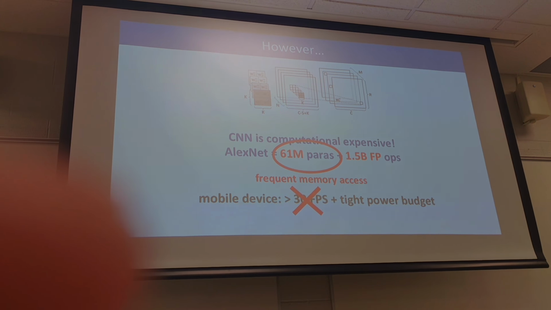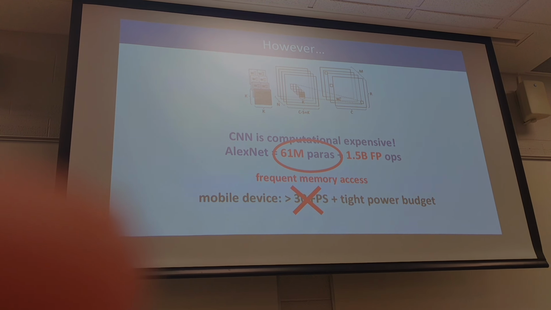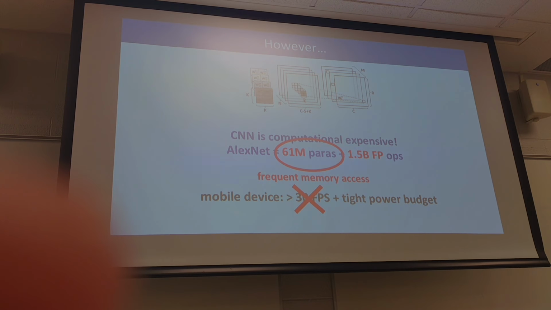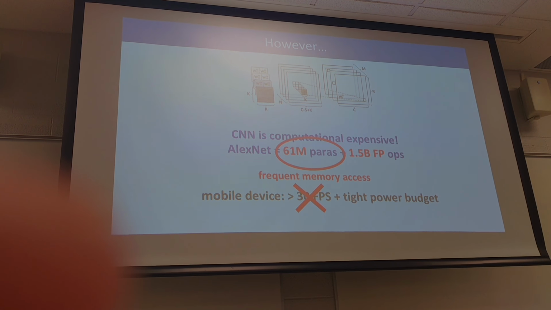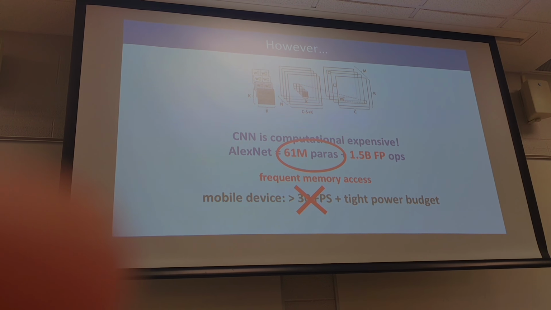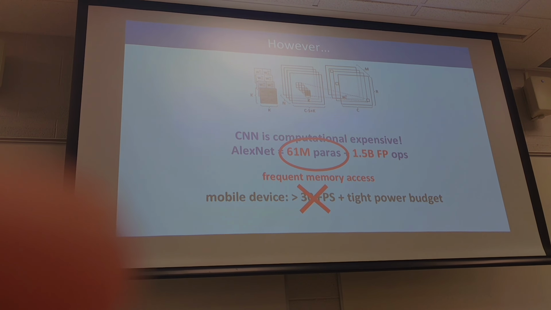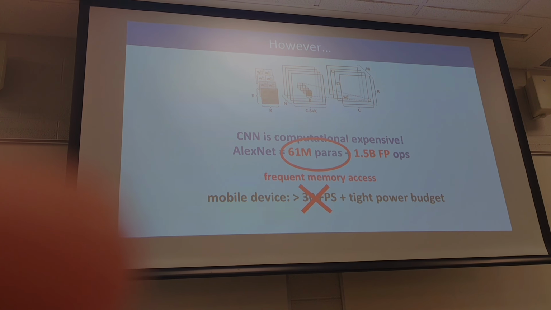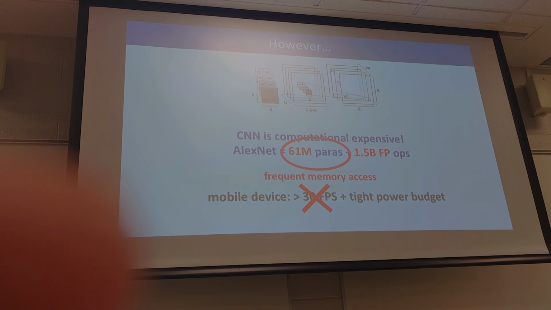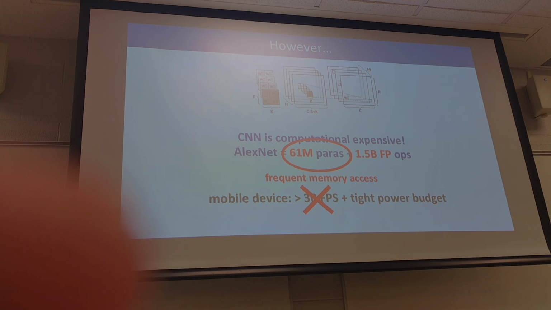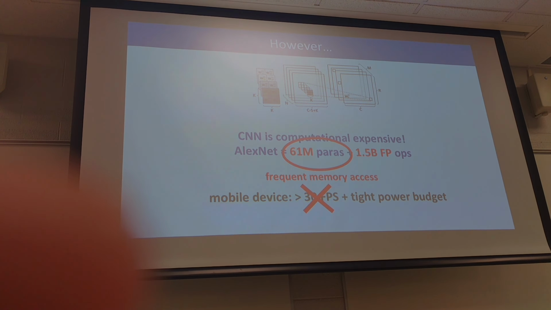However, CNN cost is high. For instance, ResNet, which is a benchmark of CNN, has 61 million parameters and 1.5 billion floating point operations, and these 61 million parameters need a lot of frequent memory access.